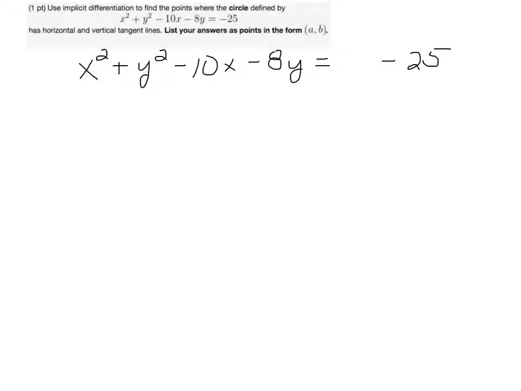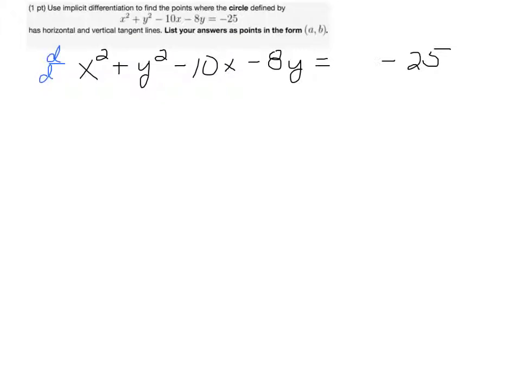Hello, calculus students. In this problem, we're going to use implicit differentiation to determine the horizontal and vertical tangent lines to this circle. Now, we could answer this question by finding the center of the circle and then determining what those points are geometrically. But in this problem, they ask us to do it using implicit differentiation, so we'll just follow the rules.